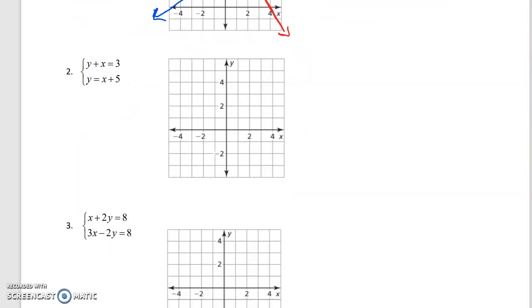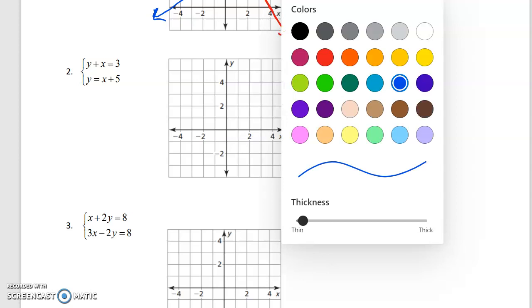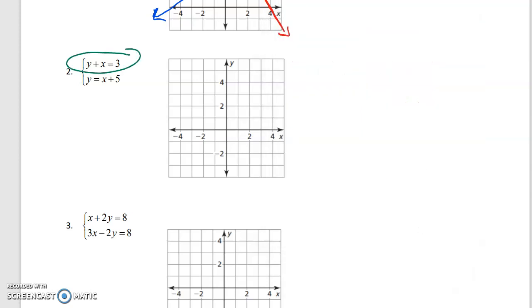So what I like about problem number 2 is one of the lines is written in standard form. And one of the ways we can graph a line in standard form is to use the x and y intercepts. So the x-intercept, remember, is when the y is 0. So 0 plus x equals 3, which means x is 3.